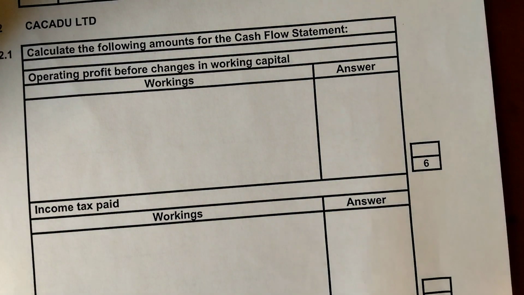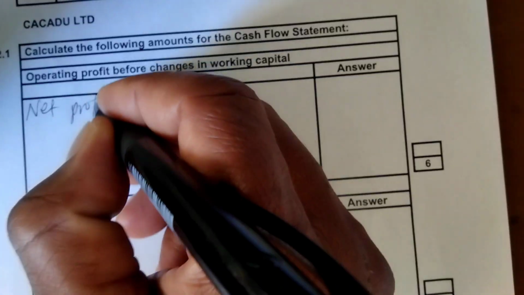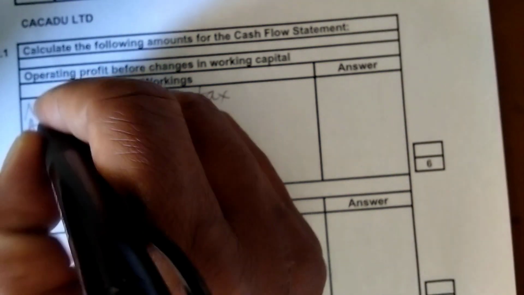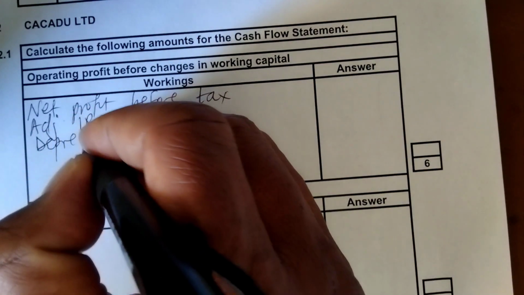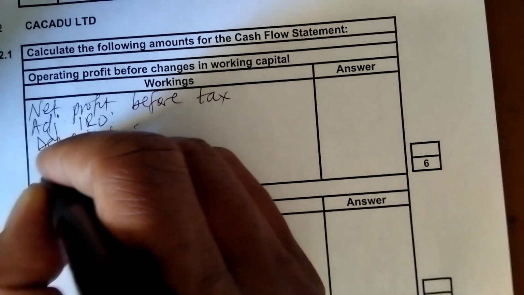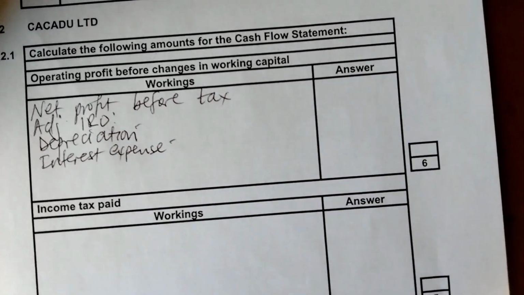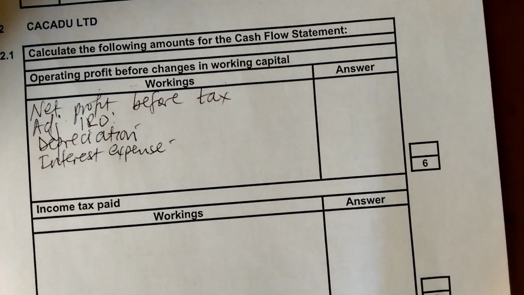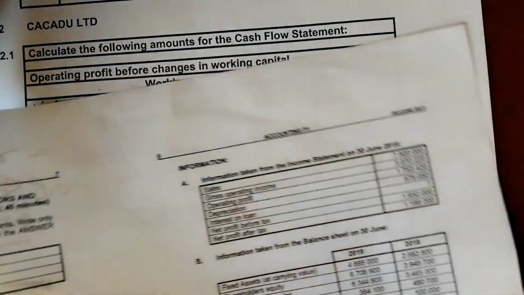So the most important thing when they give you that kind of question is to know the structure of what you need to do. The first thing that you need is your net profit before tax. Then you're going to have your adjustments: the first thing to adjust for is depreciation, and the second is interest expense. This is going to give you your operating profit before changes in working capital.